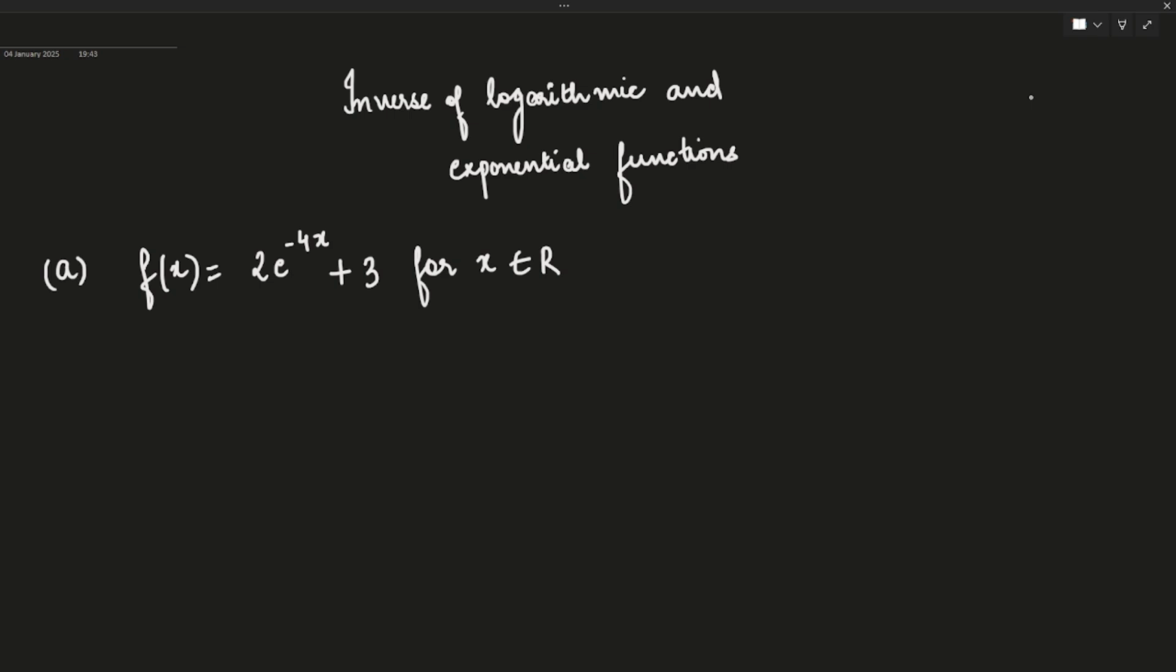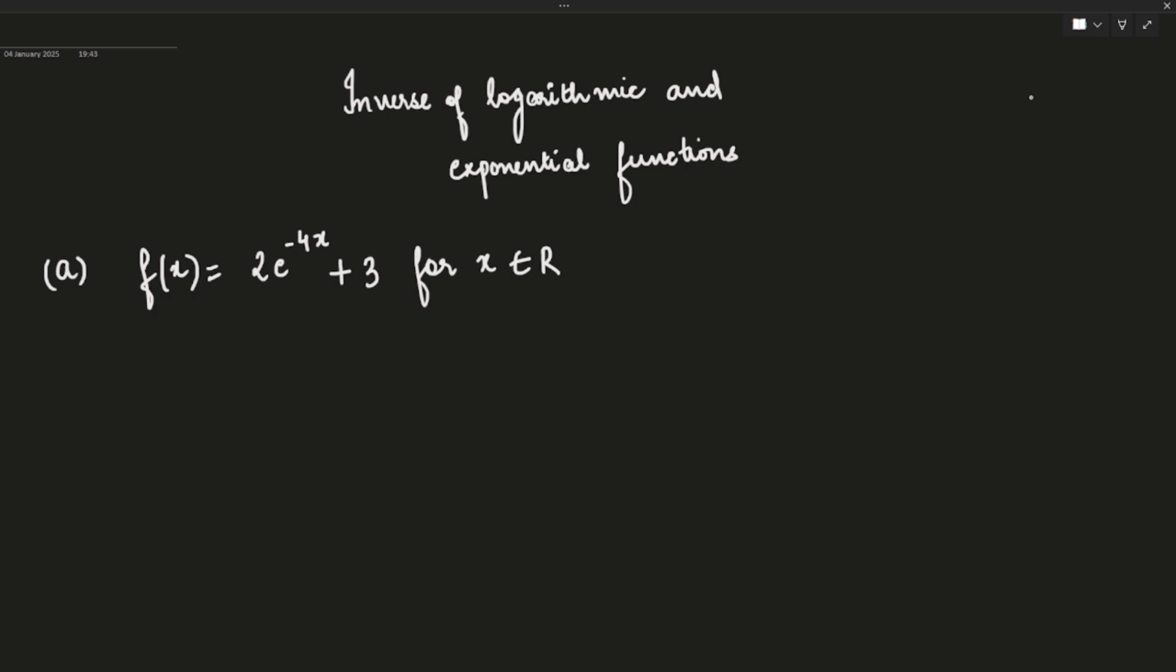Here I have taken an example. The equation is f(x) = 2e^(-4x+3), for x belonging to any real number. You just have to find the inverse of this function. The steps that we'll take to find the inverse, there are just 2-3 steps which we'll follow to find the inverse.